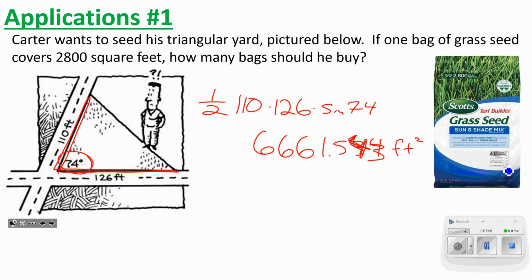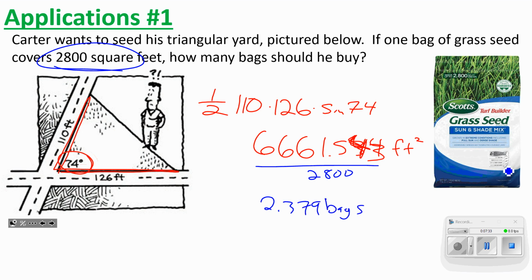What do I do with that number? Divide it by how much each one is going to cover. So 2,800 is what I divide it by, and I get 2.379 bags. Would you go into Home Depot and say I need 2.379 bags? No way. You got to round up. You'll have a little extra for next year. 3 bags. All right. Bags of seed.